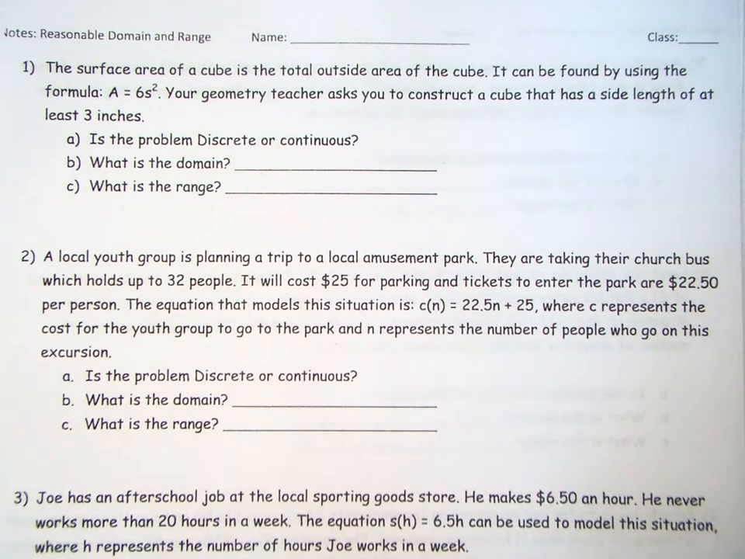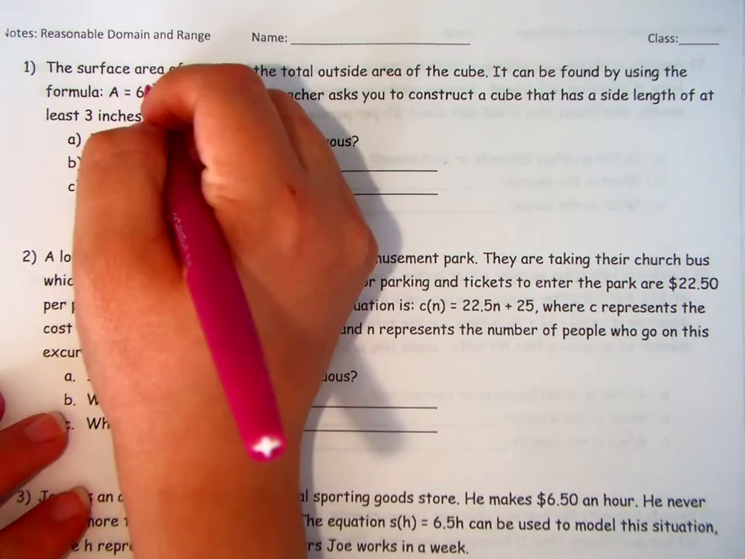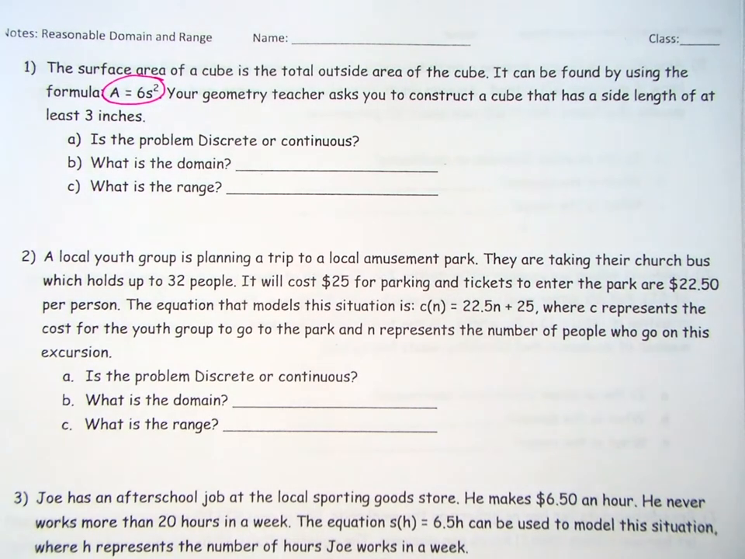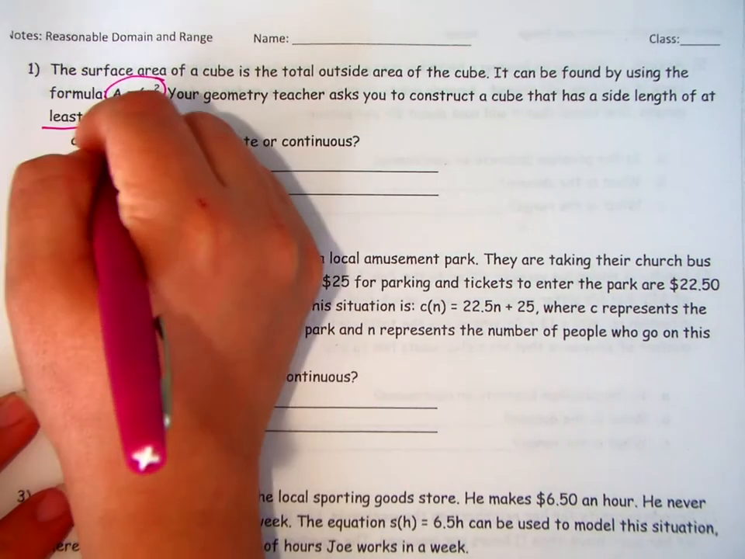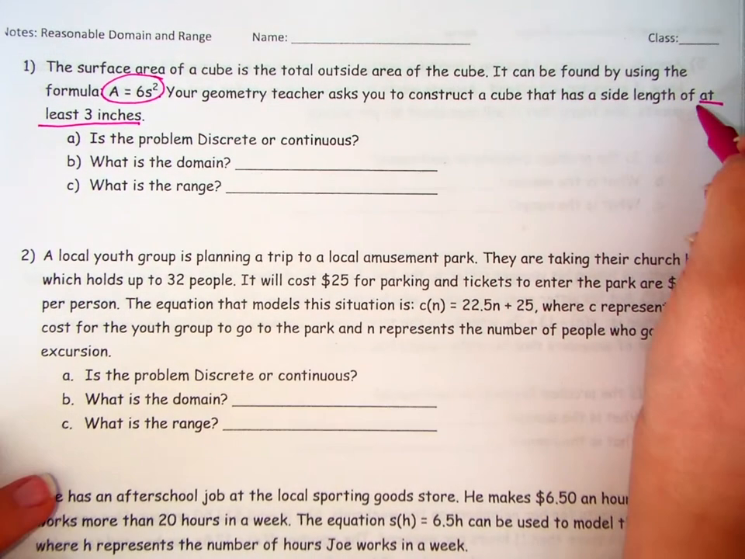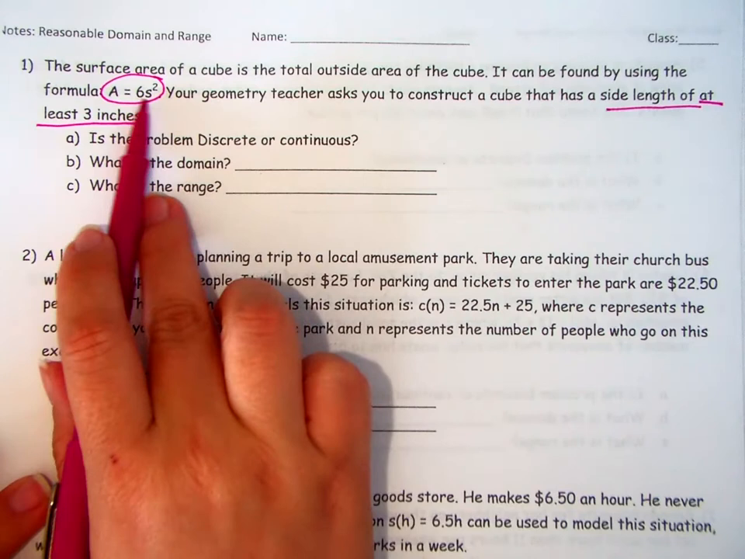Alright, so anytime you have problems like that, you want to circle your equation if they give you one. That's your first thing. And then you want to look for any restrictions or limits. So do we have a max or min that they're telling us? Yes. What is it? 3. Good. So it says at least 3 inches. And it's the side length. So is that our S or our A?